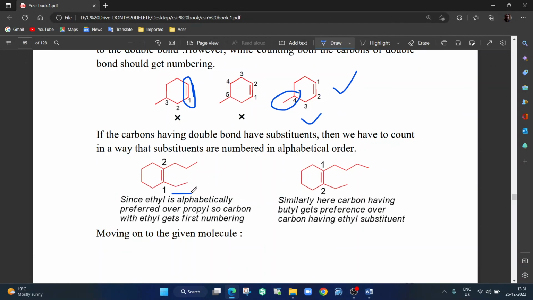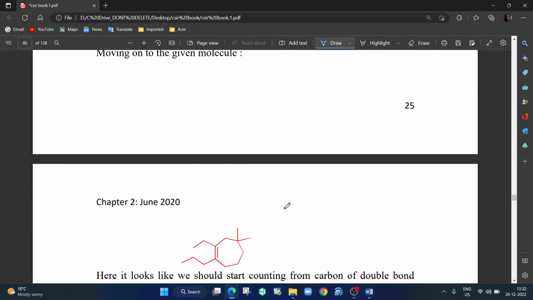Now, this is ethyl, this is propyl. Ethyl, E comes before P, so we have to count from here. So, it will be 1-ethyl-2-propylcyclohexene. Whereas here, if you see, it is butyl and ethyl. B comes first, so B gets first preference. So, it will be 1-butyl-2-ethylcyclohexene.